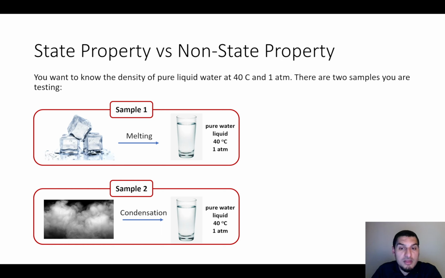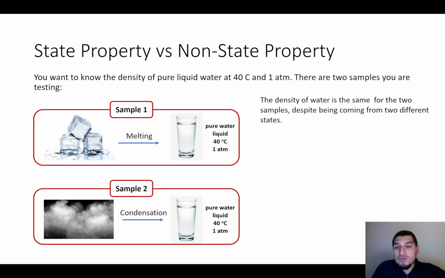So the final result in the two cases is the same. It's water at 40 degrees Celsius at 1 atmosphere, liquid phase, pure water. The difference is the previous state. So let's say I want to calculate or measure the density of the two samples. Will it matter if it was originally ice or vapor or not? This is the question we are trying to answer.